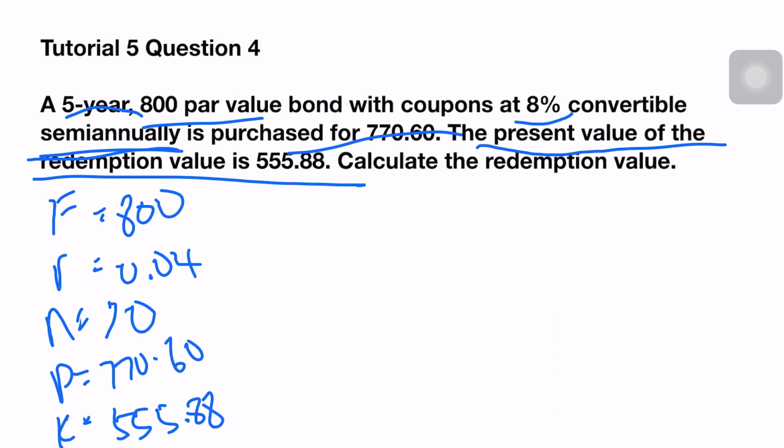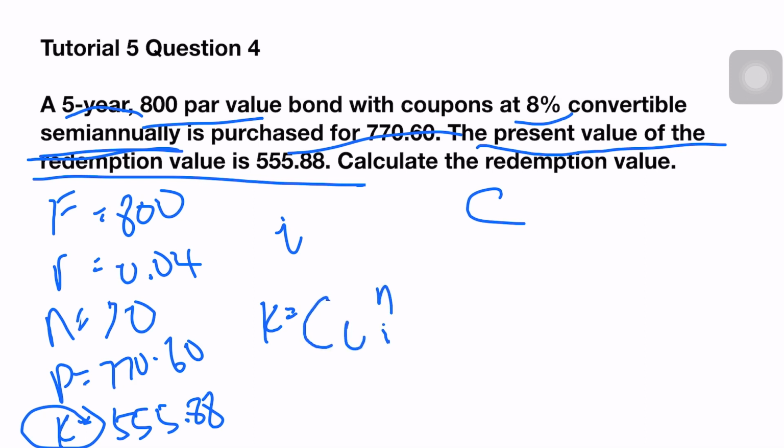So the missing notation is I, and then we need to find C. So this C and I is actually inside the K. K is actually C, v, and I. So we can calculate C and I using the basic formula also. So we plug all the figures into the basic formula first.